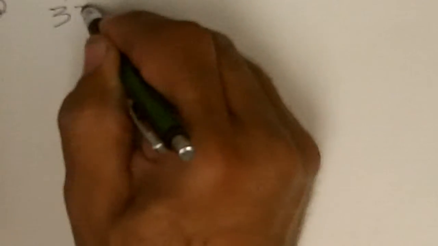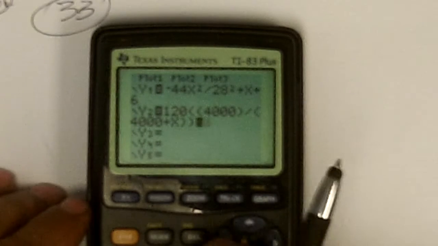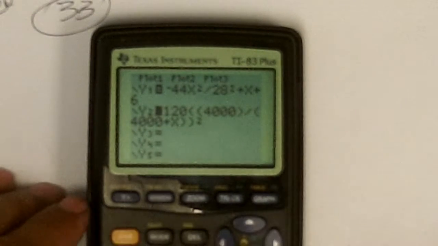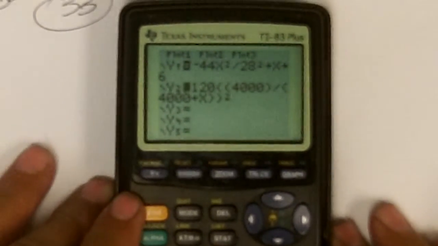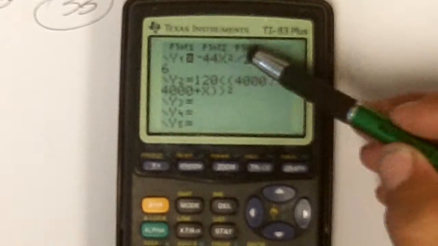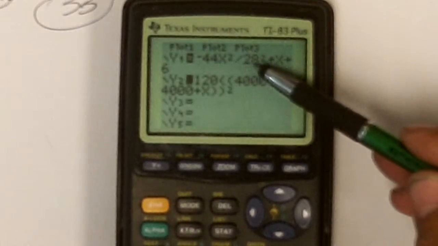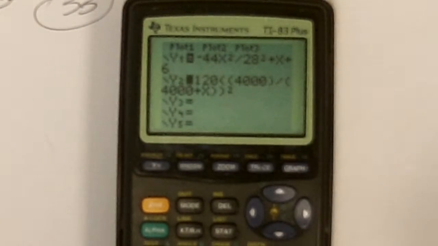So for 33, I put that equation into the calculator. I've actually put 2 of them in here, so I've got to turn the second one off. So I put the cursor on the equal sign, press enter, and now it's off. And now I have the equation in here for the basketball: negative 44 x squared over 28 squared, that's the velocity squared, plus x plus 6.